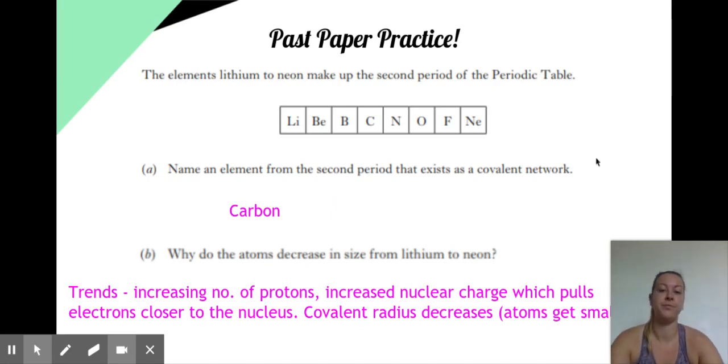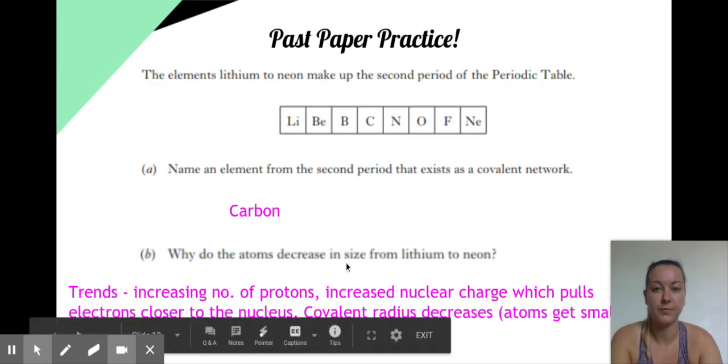So, if you have made it through the past paper questions, you understand how to answer these and you've answered them correctly, then well done. You have learned about bonding and structure in the first 20 elements. In the next video, kind of part 2 of this lesson, we are going to have a look at the polarity of bonds, which is something completely new. So make sure that you understand this first wee part as a little introduction before we move on to the next video. Well done.